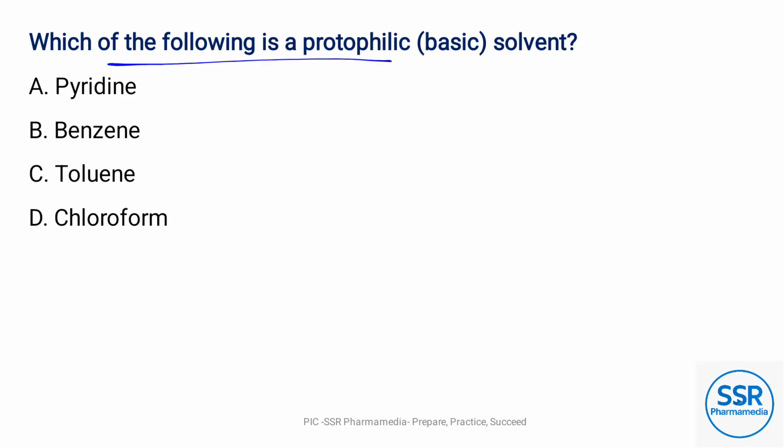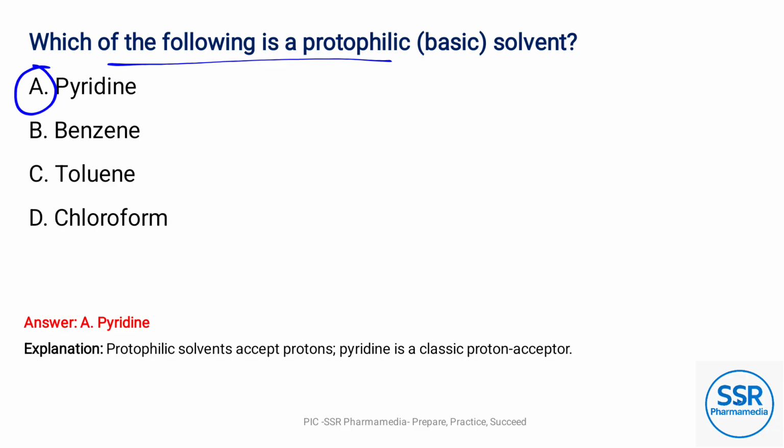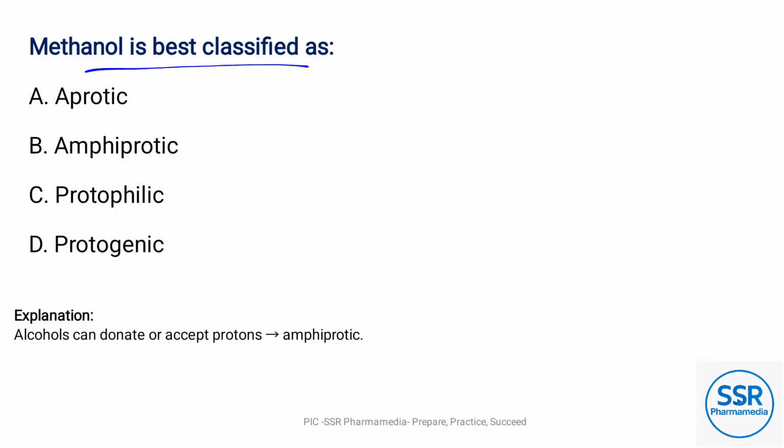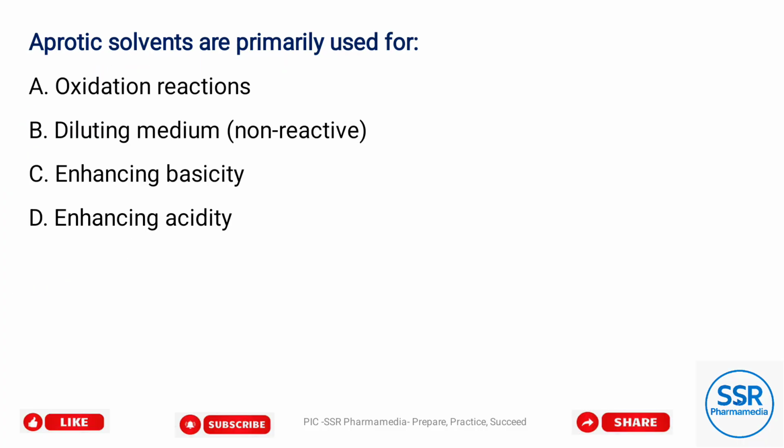Which of the following is a protophilic solvent? That means it's a basic solvent. So the answer is option A, pyridine. Pyridine is a proton acceptor. Methanol is best classified as option B, amphiprotic solvent. It has both basic and acidic character.